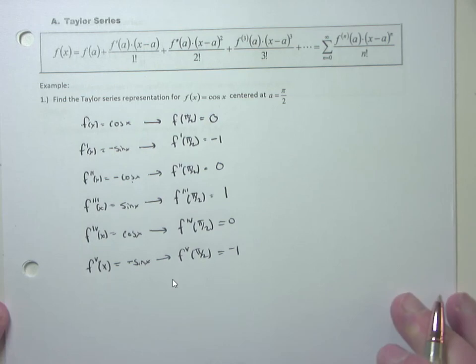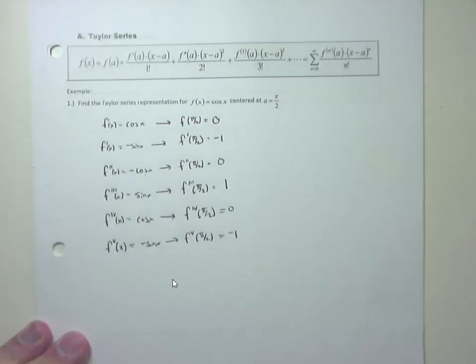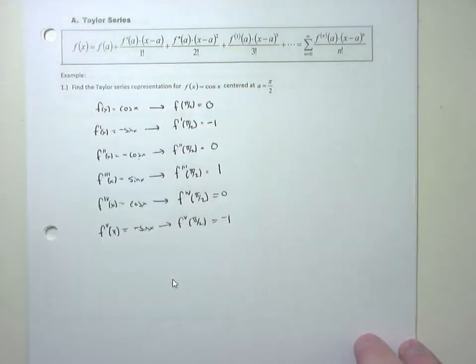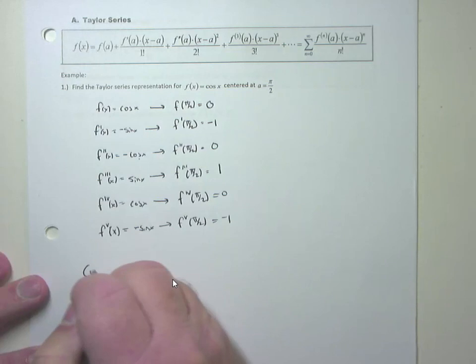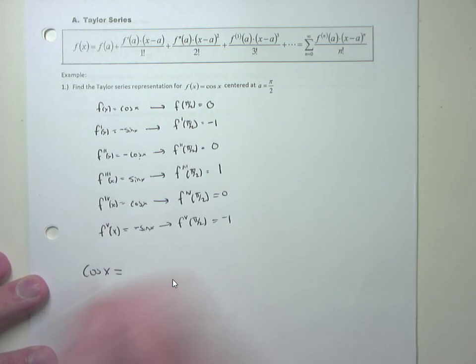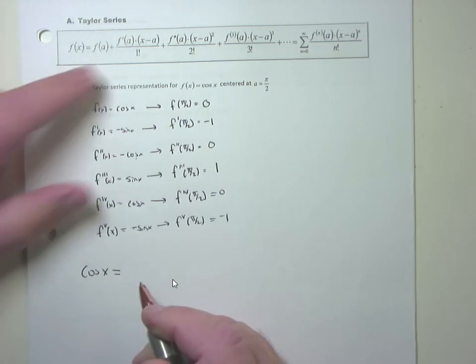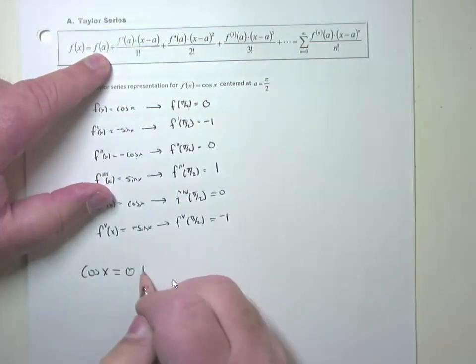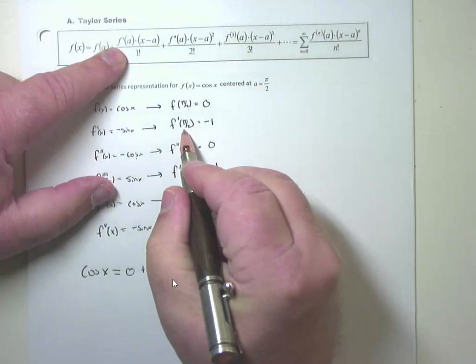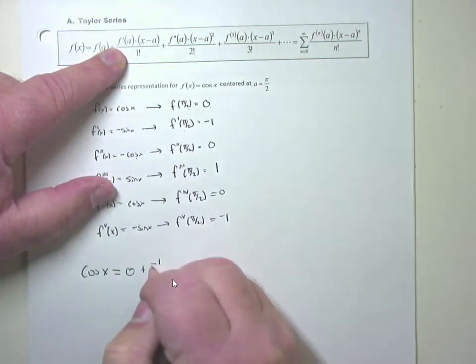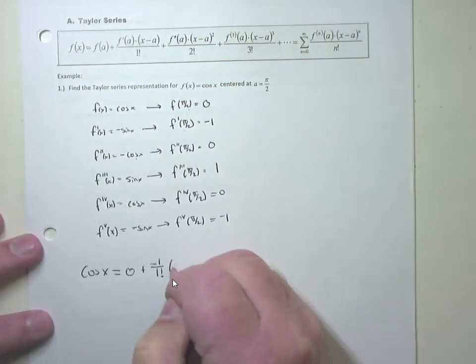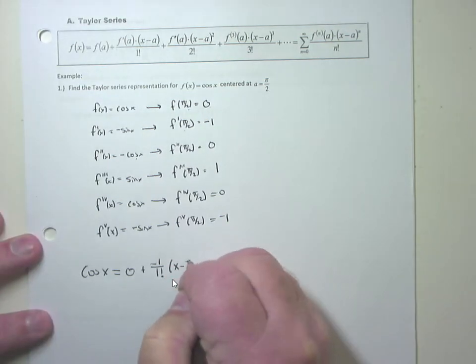So here's the deal. Let me blow this back down a little bit so you can see the formula, because this is what's going on. My original function is cosine of x. The cosine of x actually equals f of a. f of pi halves was 0. Plus f prime of a. f prime of pi halves is negative 1 over 1 factorial, that gives me the coefficient, times x minus a, which is pi halves.